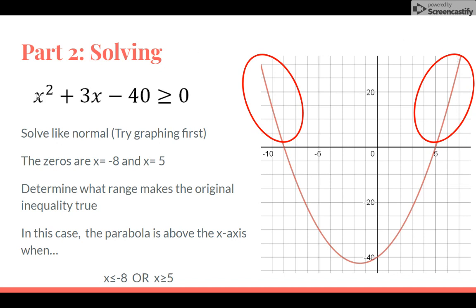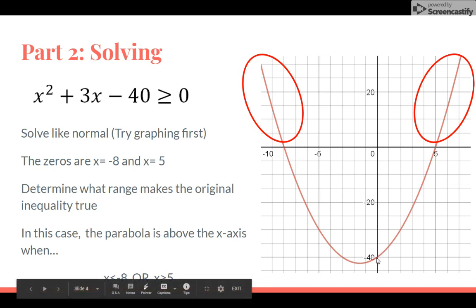So just for example, if I plug in -10, -10 squared is 100, 100 plus 10 times 3 is 30, so 100 plus 30 is 130, minus 40 is 90. 90 is greater than or equal to 0, so it makes it true. I could pick a value on the other side as well and verify that it is true.